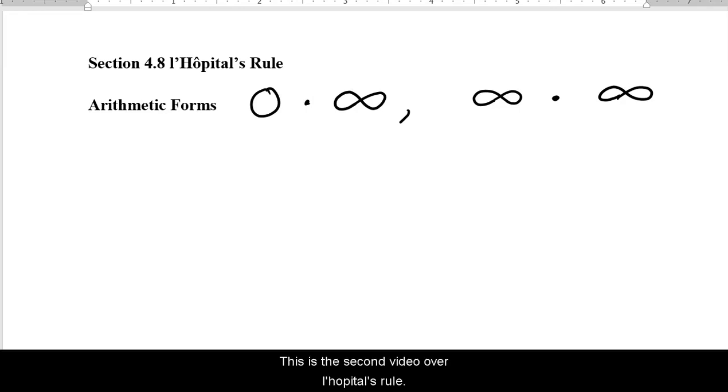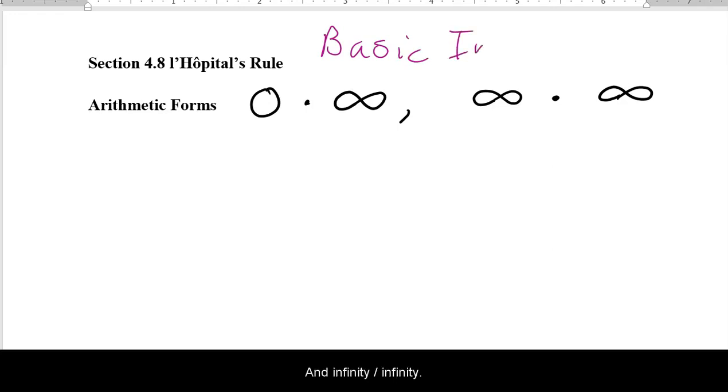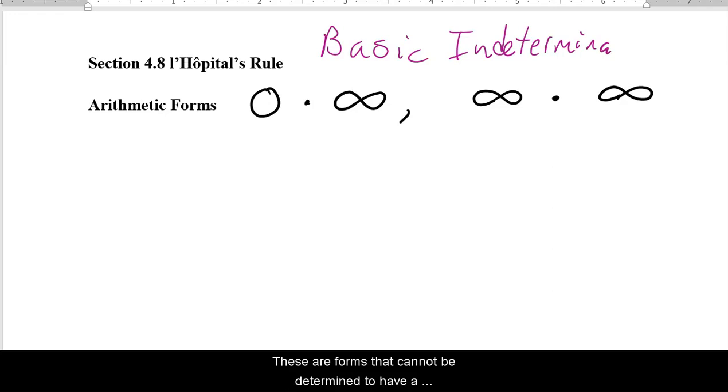This is the second video over L'Hopital's rule. In the first video, we looked at the two basic indeterminate forms. Let's remind ourselves of what the two basic indeterminate forms are. Our two basic indeterminate forms are 0 over 0 and infinity over infinity. These are forms that cannot be determined to have a definite value in all cases.